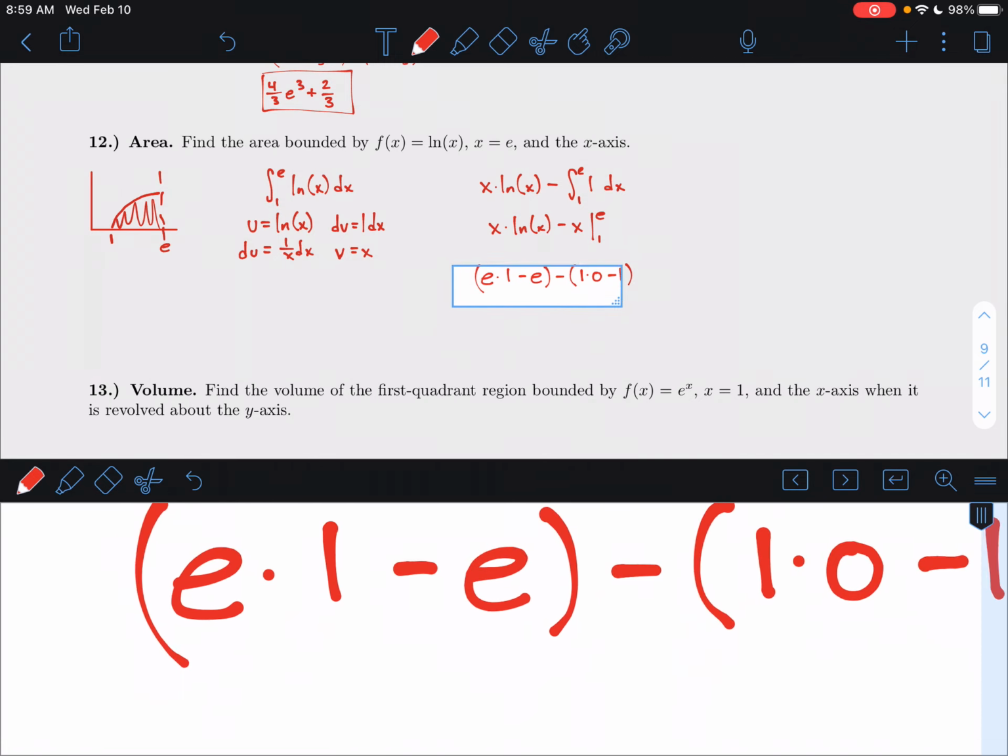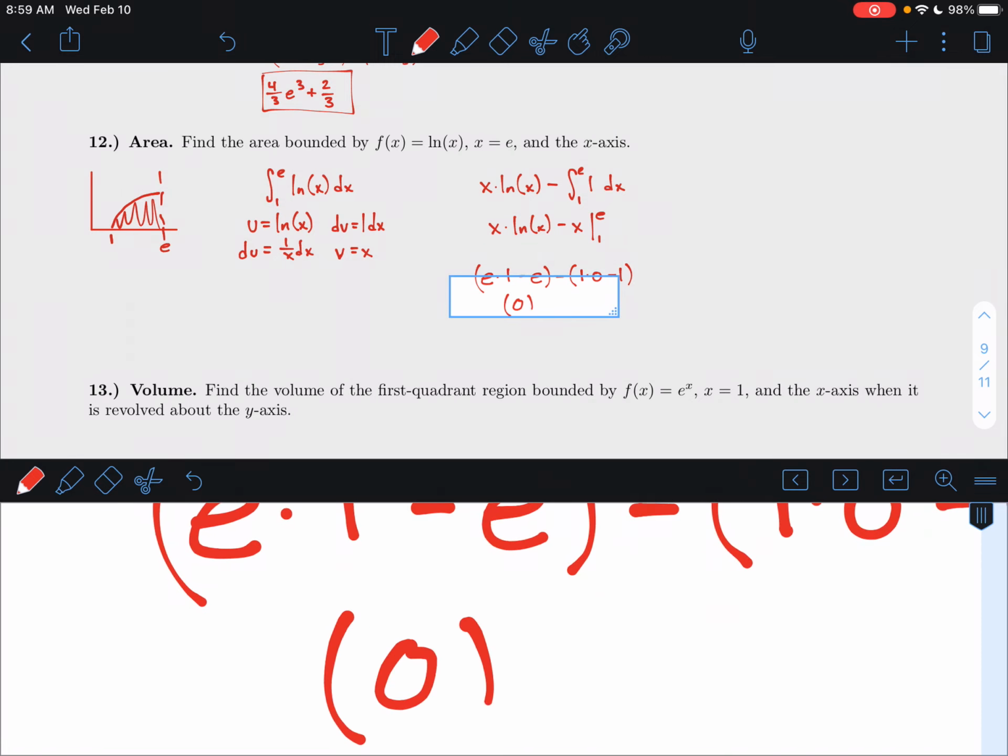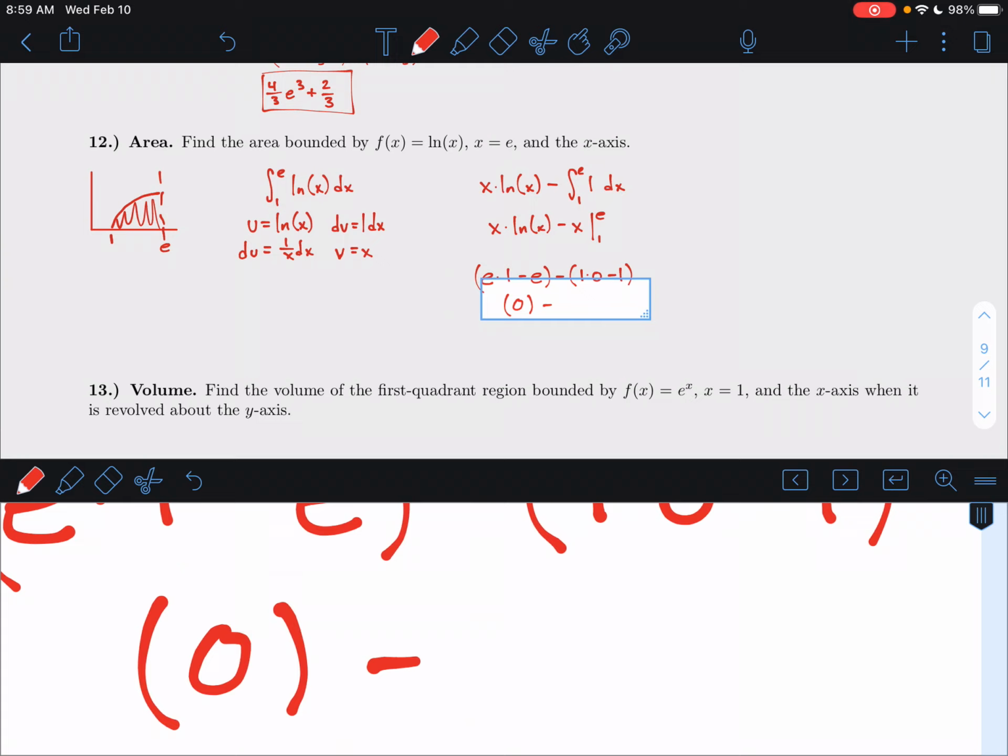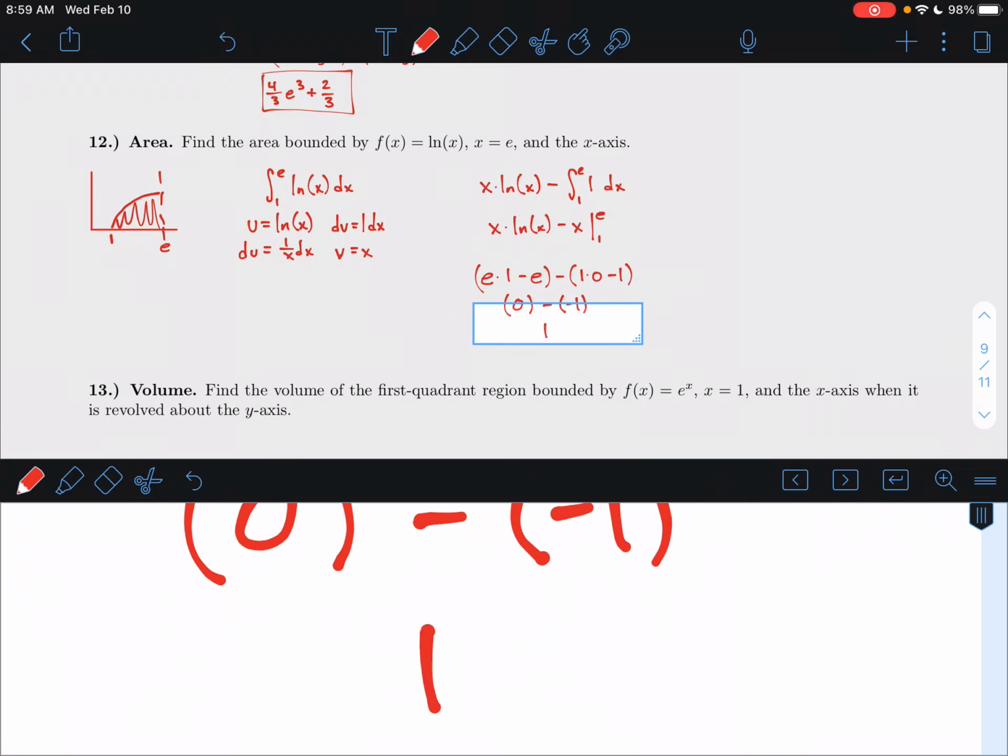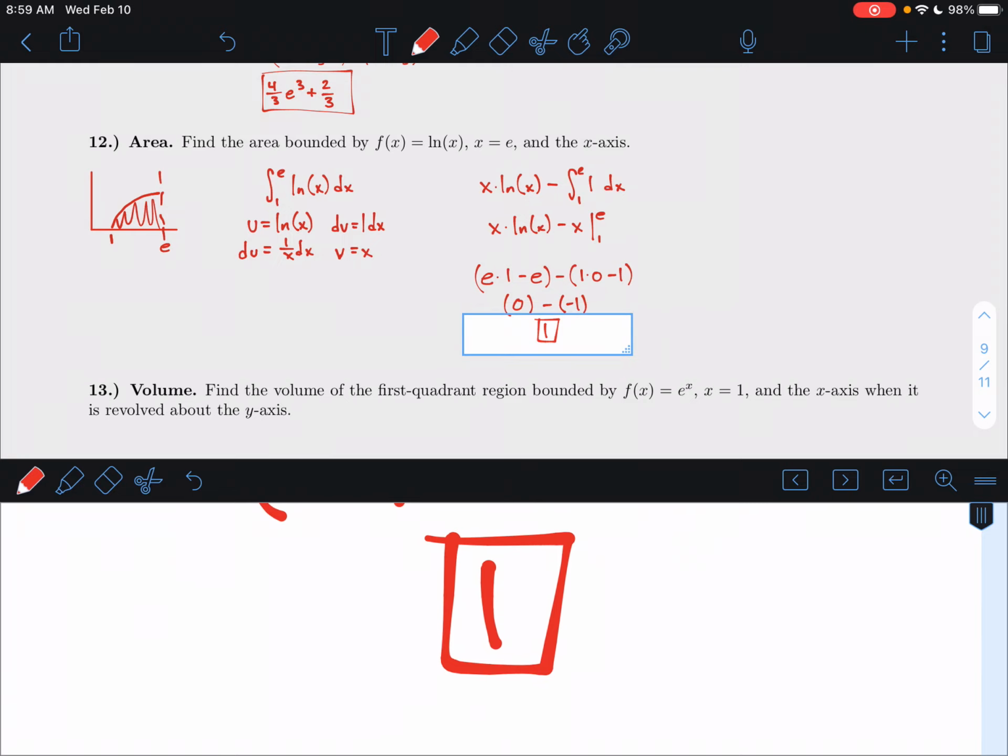So I have e minus e is 0. 0 minus 1 is negative 1. 0 minus negative 1 is 1. So that's my final answer here. The area bounded by this curve is 1.